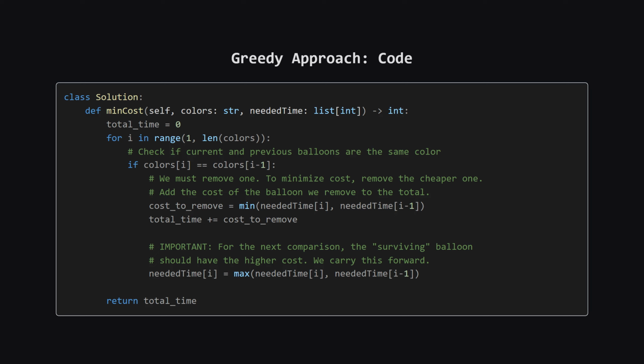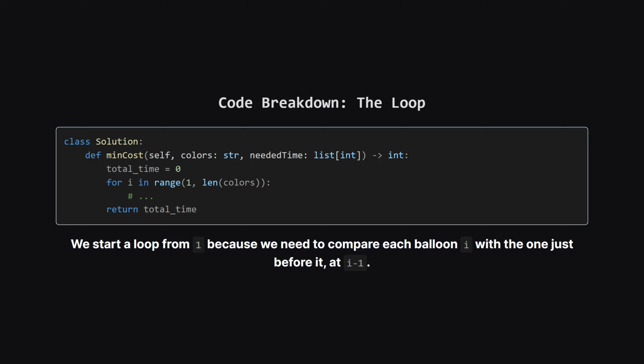Alright, here is the Python code for this greedy approach. It's actually quite short and clean once you see the logic. Let's break it down piece by piece. First, we initialize our total time to 0. Then, we start a loop that goes through the balloons. Notice that we start the loop from index 1, not 0. That's because our whole strategy is based on comparing a balloon to the one that came right before it. If we started at 0, there would be nothing before it to compare to.